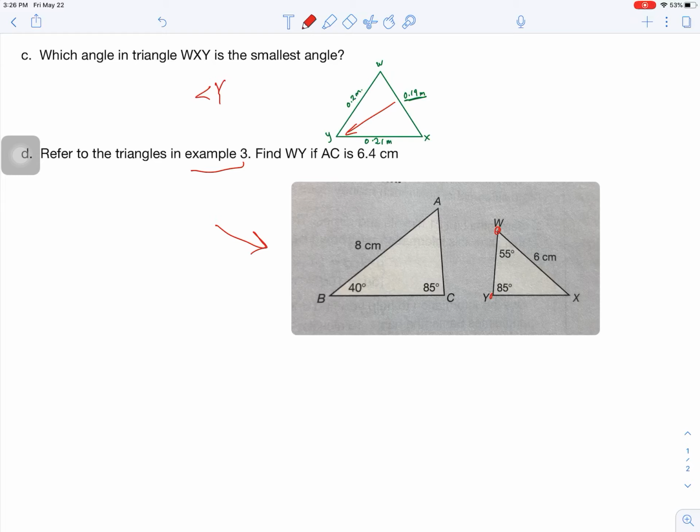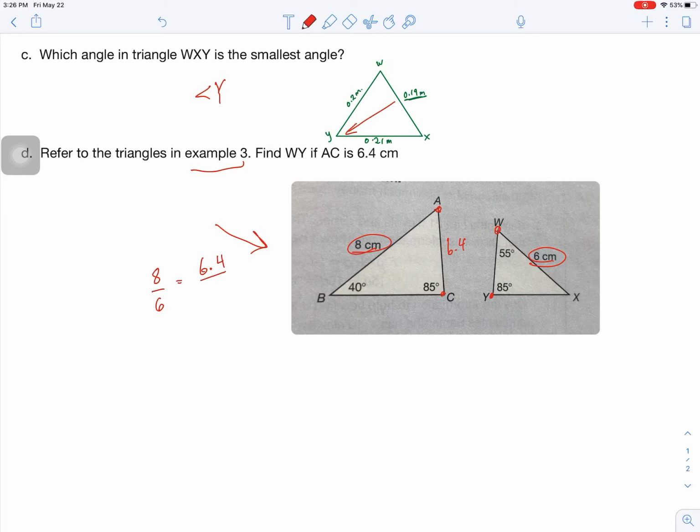Find WY if AC is 6.4. Okay, so what we do know is that we have 8 taken from here corresponds with this 6. So that shows you your scale factor essentially. And we have those done. We have the other one.